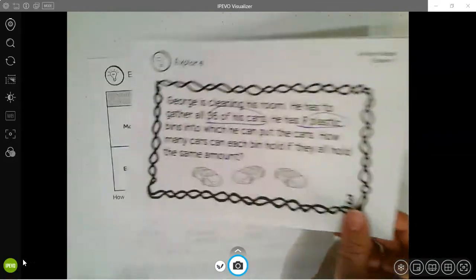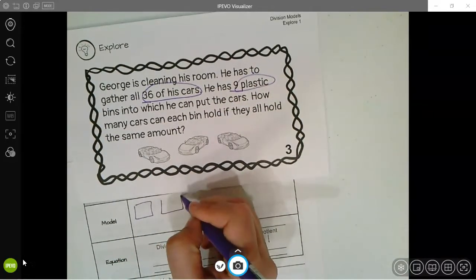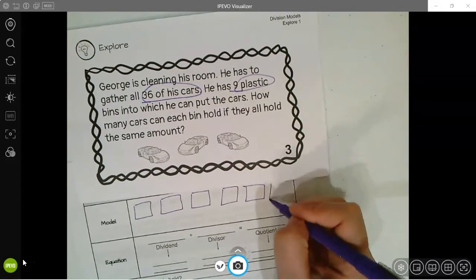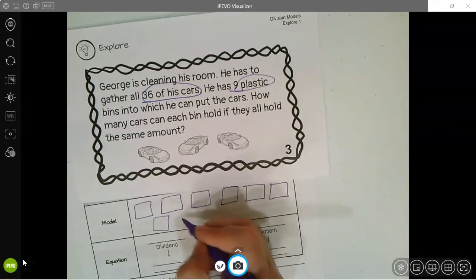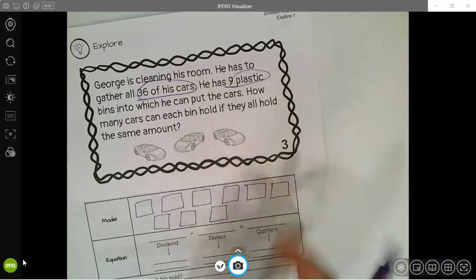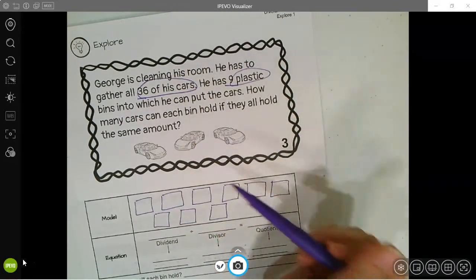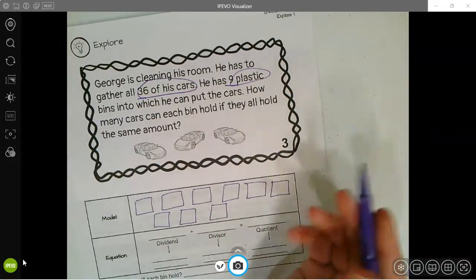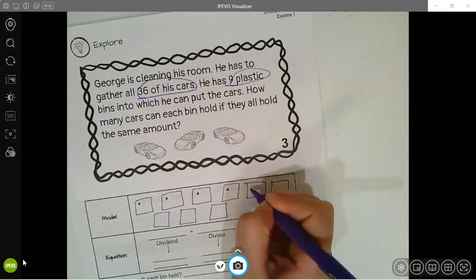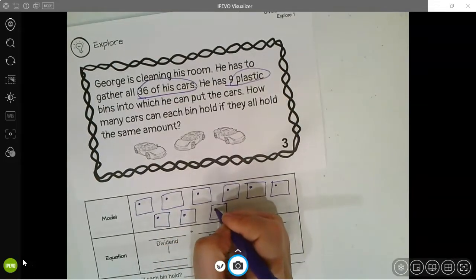Okay, so we're going to draw our plastic bins, and I know I have 9 of them. So we have 1, 2, 3, 4, 5, 6, 7, 8, 9. Okay, and I need to put all of the 36 cars away, and so each bin is going to get a car until I get to 36. 1, 2, 3, 4, 5, 6, 7, 8, 9.